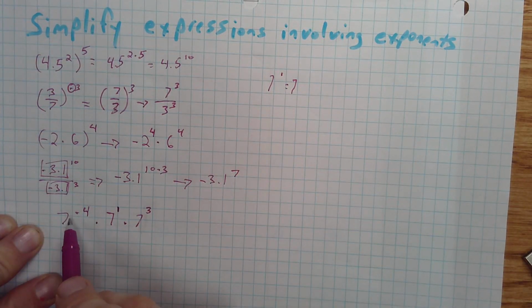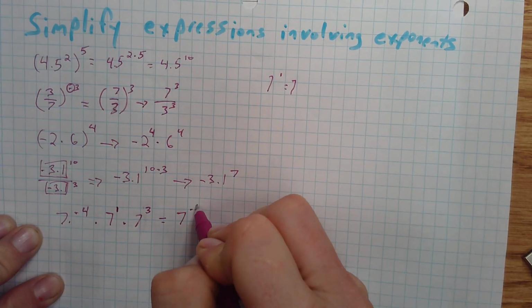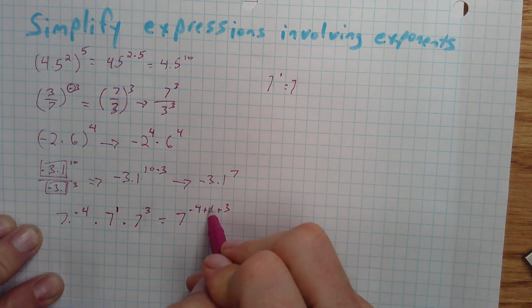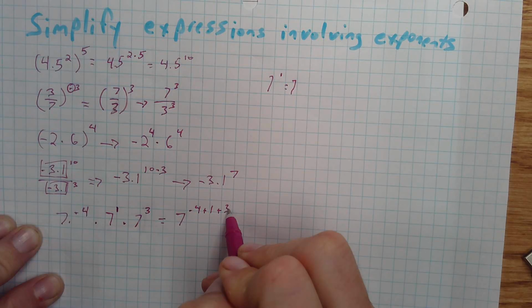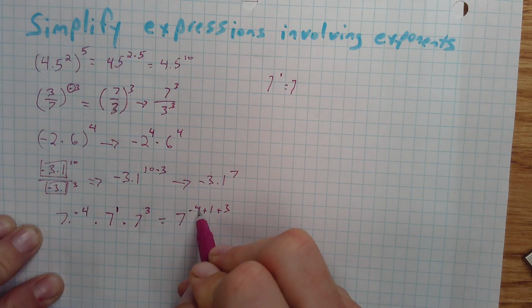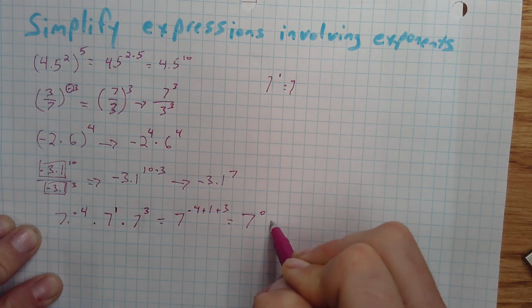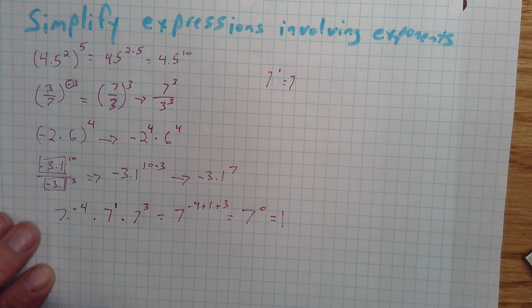So you're going to add these exponents. This is going to be equal to 7 to the negative 4 plus 1 plus 3. Oh, sorry, 1 plus 3 is 4, plus negative 4 equals 7 to the 0th, and anything raised to the 0th power equals 1. All right, so there's that one.